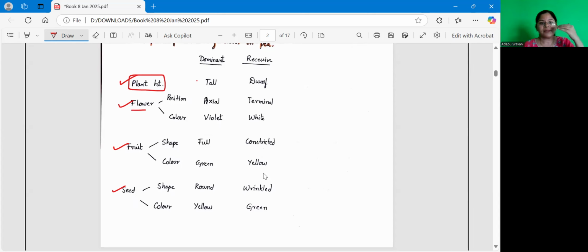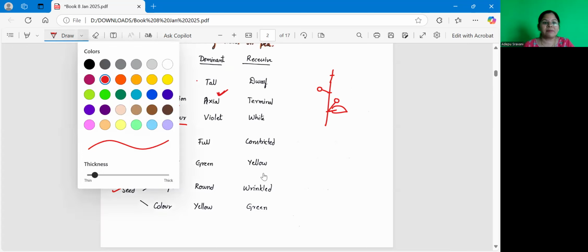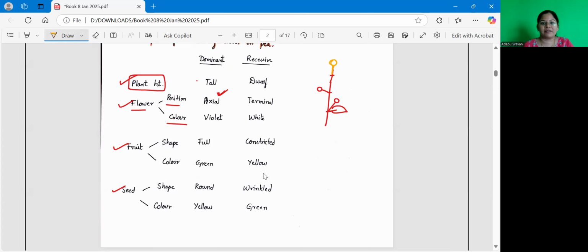In flower, we have the position of the flower and the color of the flower. For position, the characters are axial and terminal. What do you mean by axial and terminal? Say, for example, this is the plant we have with the nodes. Now, if the flower is arising at the nodes like this, then that will be your axial position. Instead, if the flower is present at the top, something like this, this will be your terminal. So axial will be dominant, terminal will be the recessive character.